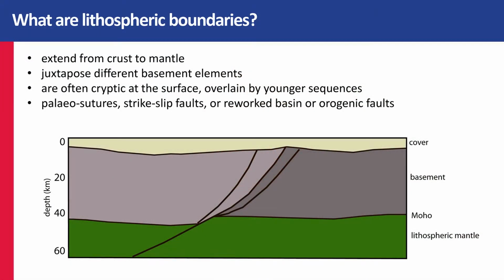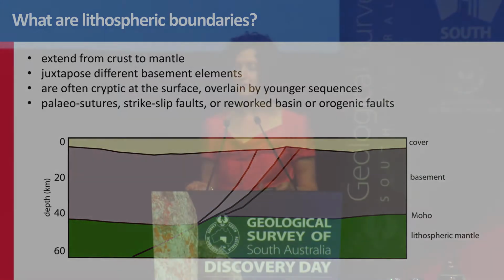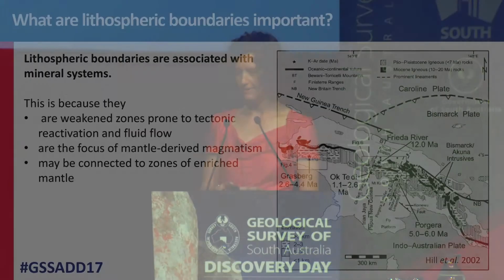So lithospheric boundaries are big structures. They extend from the upper crust often into the mantle, separating different basement elements. And we're often not going to see them at the surface. They might be covered by younger sequences. And these boundaries could have originated as paleosutures during accretionary or collisional events. They could be strike-slip faults, or basin or orogenic faults which become reworked.